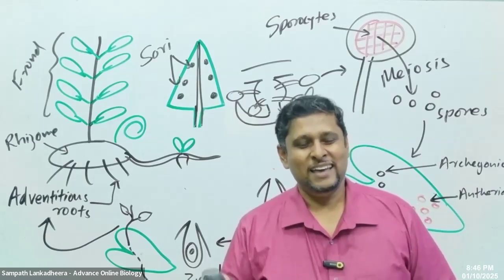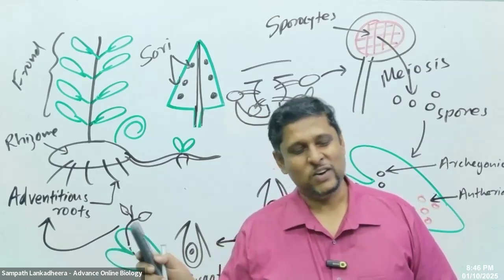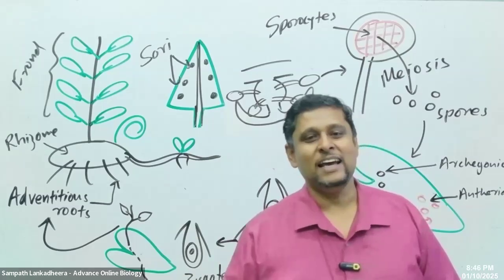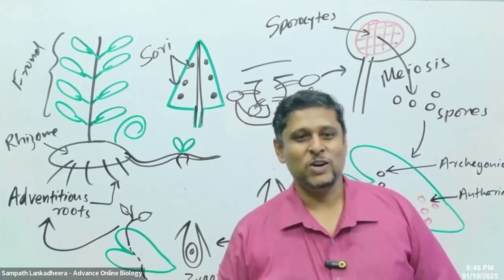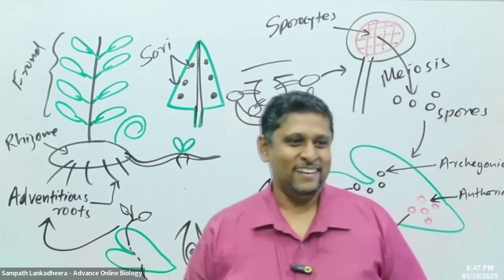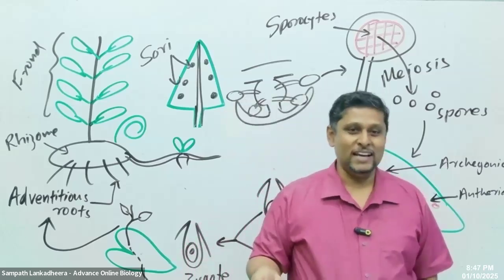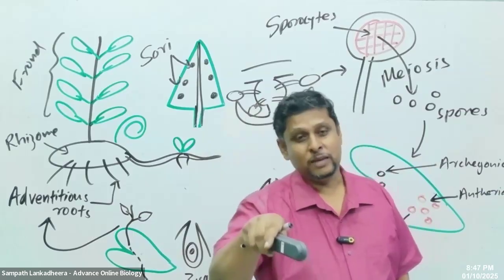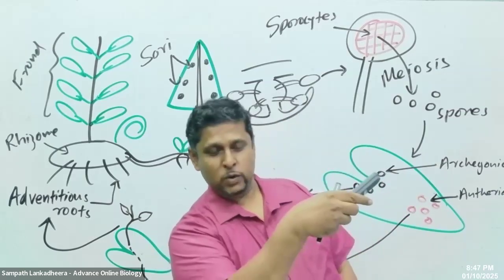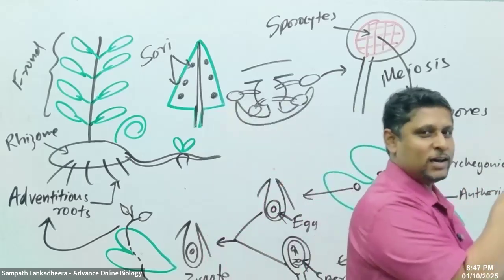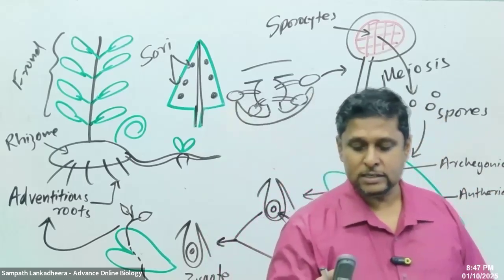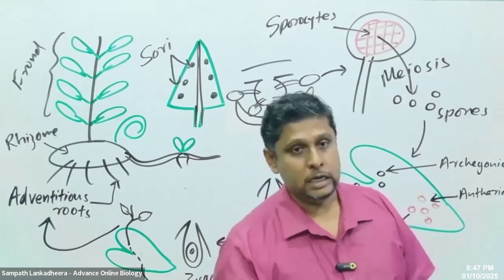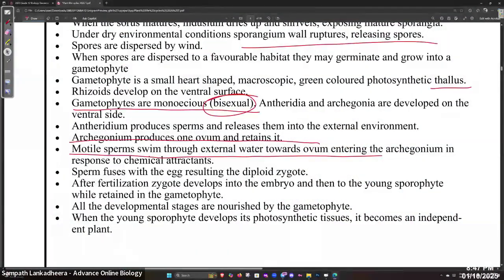You tell me, is it external fertilization or internal fertilization? Who's going to tell me? External or internal? The sperm swim in external water, but still it swims into the archegonium, right into the archegonium. So that's internal fertilization, my dear. That is correct. And then the sperm fuses with the egg, resulting in the diploid zygote.